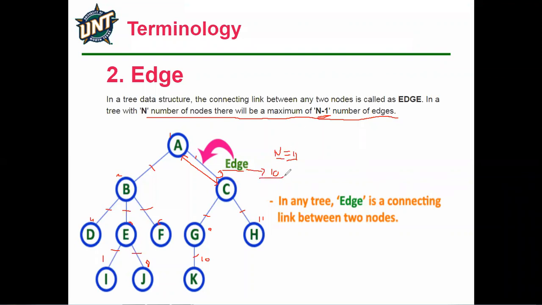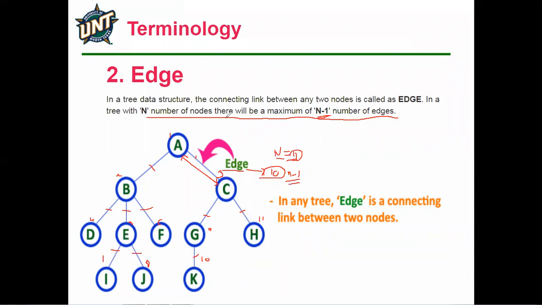That's why the edge value will be 10. So the total n will be 11. So what is the maximum number of edges? It should be n minus 1. Always remember that. So this is the concept of edge here. I hope you're clear now. What is meant by root? What is meant by edge? Clear to all? This concept is very, very important.